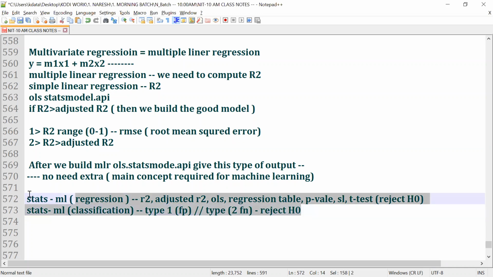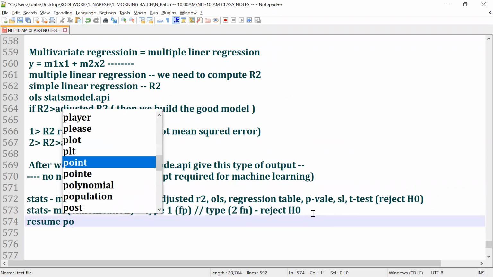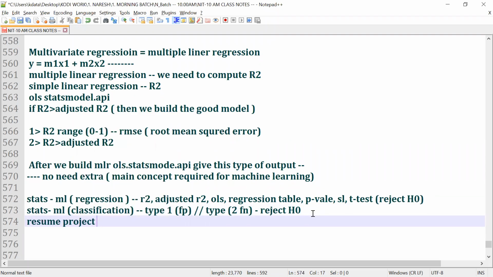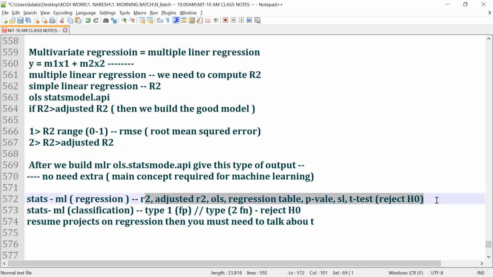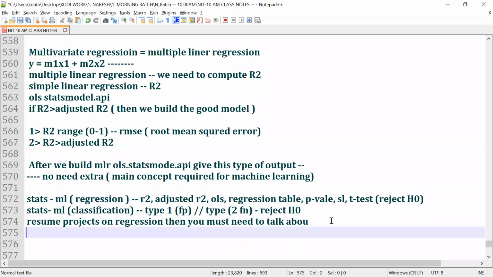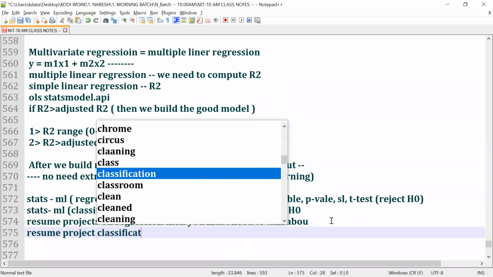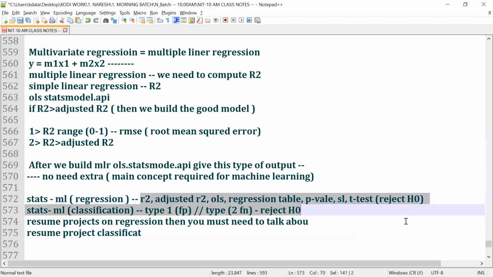Mostly in interviews, they will ask about these topics. If you mention your resume projects, and you built your resume projects on regressions, then you must talk about all these concepts. Clear or not? Everybody understand? But when your resume projects are classifications, then you need not talk about this.